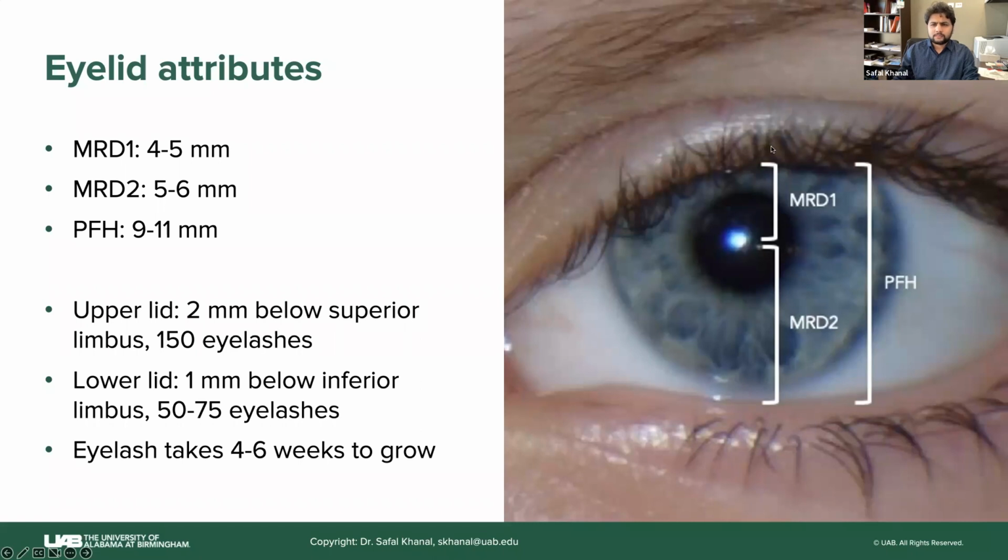The upper eyelid, as you can see in the picture, is slightly below the upper limbus, and the lower eyelid is again slightly below the lower limbus. The upper lid has more lashes than the lower lid. And when removed, these lashes take around 4 to 6 weeks to grow again.